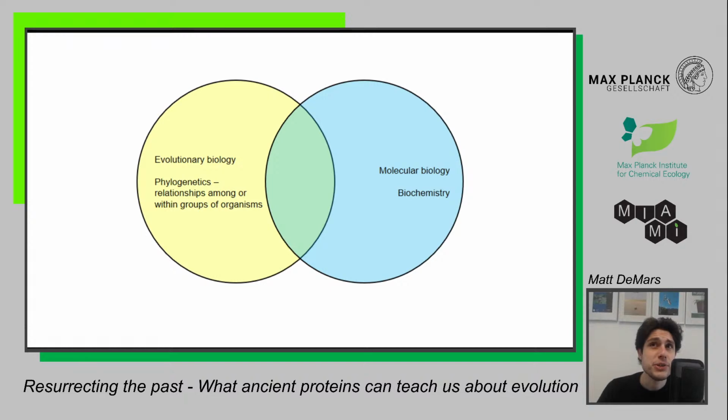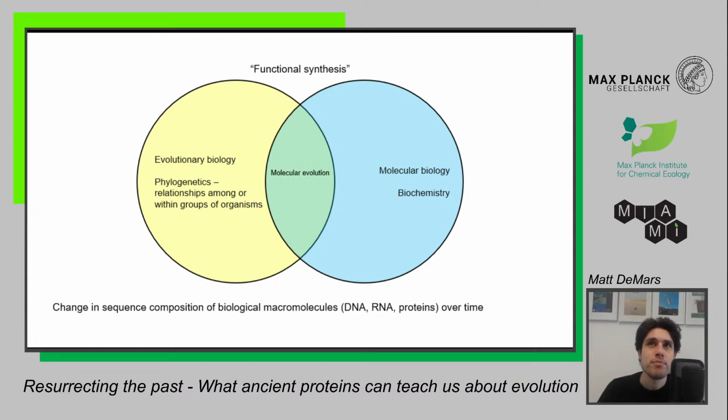If you merge these two fields, you get this interdisciplinary area, the so-called functional synthesis, as they call it, of these two areas, where you have molecular evolution, which is looking at the change in sequence composition of biological macromolecules, DNA, RNA, proteins over time, and also a little more niche area, which I'll be talking about today, a sub-discipline of that would be paleoenzymology, where we're looking at resurrecting ancestral enzymes to study their properties.